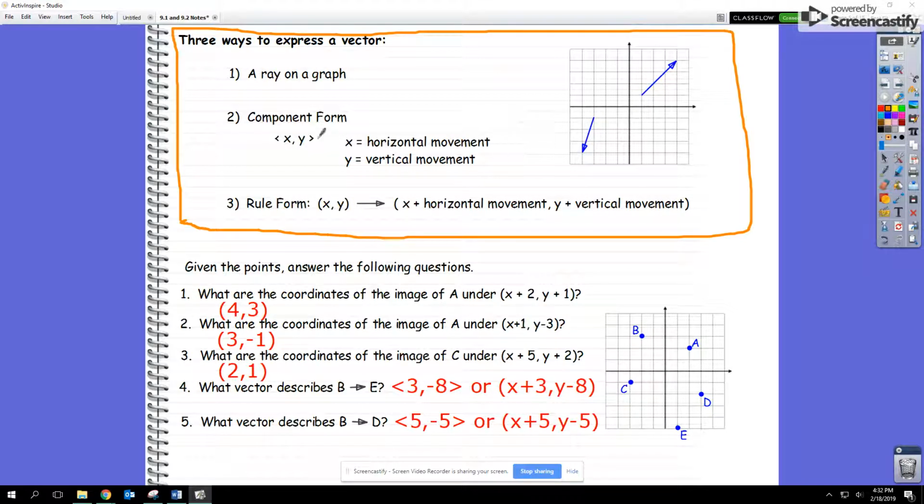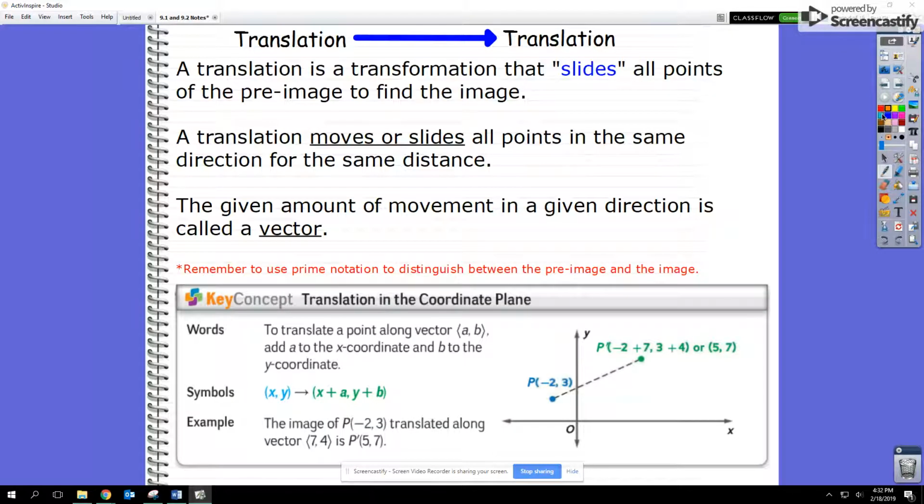And we have two other ways. One is in component form and one is in rule form. And so I want to quickly make sure I explain those. Now, when you see component form, if we go back to our definition here, it says to translate a point along a vector, and I'm going to highlight this in blue, brackets A comma B. Now, this is not parentheses, it's a bracket. And so this is in component form.